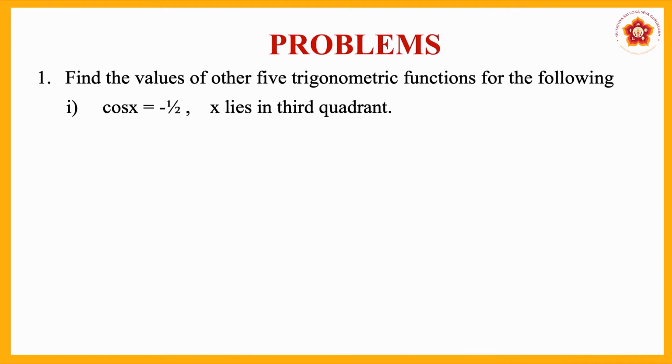Find the values of the other 5 trigonometric functions for the following, where the first question is cos x is equal to minus half, where x lies in the third quadrant.